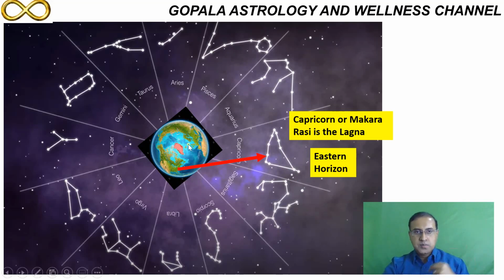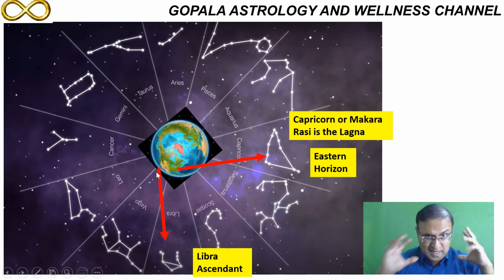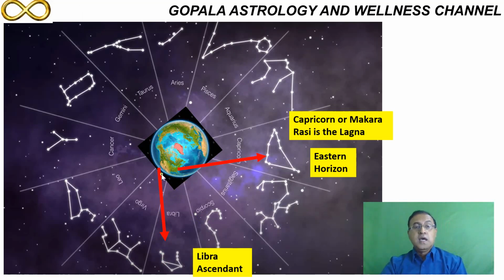Imagine at the same time on the west coast of the United States, say for example Seattle, another baby is born at exactly the same time, but the location is different. From Seattle, when you draw a tangent to the eastern horizon, it becomes Libra ascendant. So it is very clear that the position on the planet Earth is extremely important. That means the latitude and longitude is very important. From that point where the latitude and longitude coincide, you draw a tangent to the eastern horizon. Wherever it goes and cuts the zodiacal belt, that particular zodiac sign becomes your ascendant. So the ascendant is extremely important.